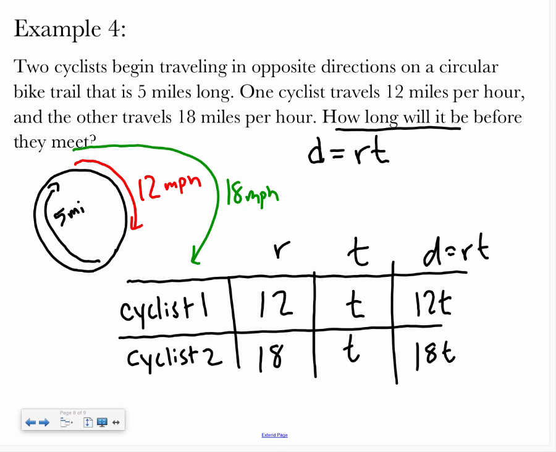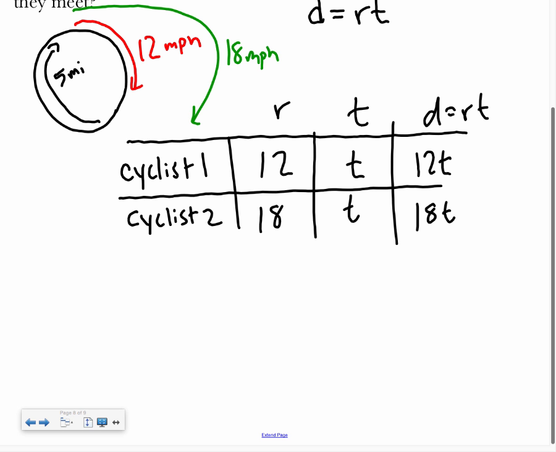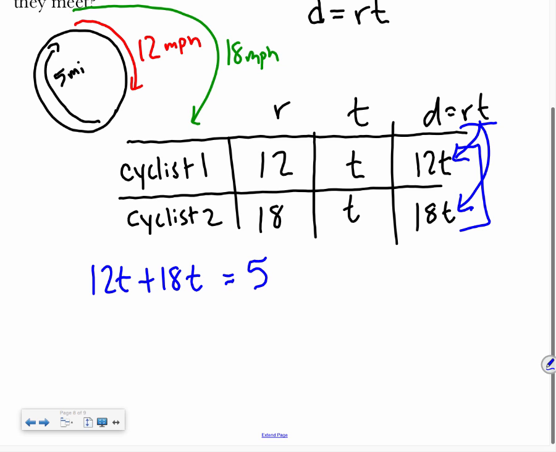You might be asking me, where does that 5-mile loop come into play? That comes into play when we're dealing with the equation. So we have 12t plus 18t, right? These are our distances, equals 5. Okay? Because we know our distance. We were told our distance is 5 miles around that loop. So we set up our equation. 12t plus 18t equals 5. 12t plus 18t gives me 30t equals 5.